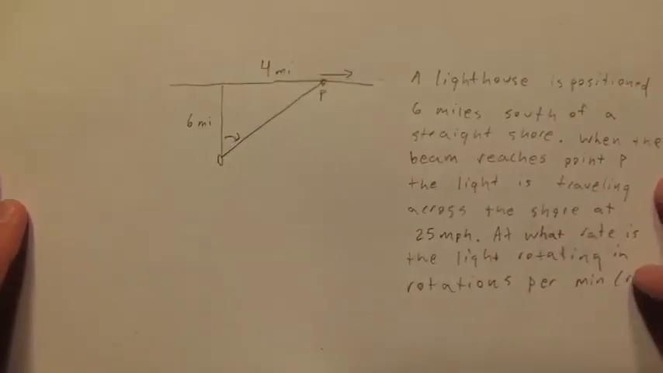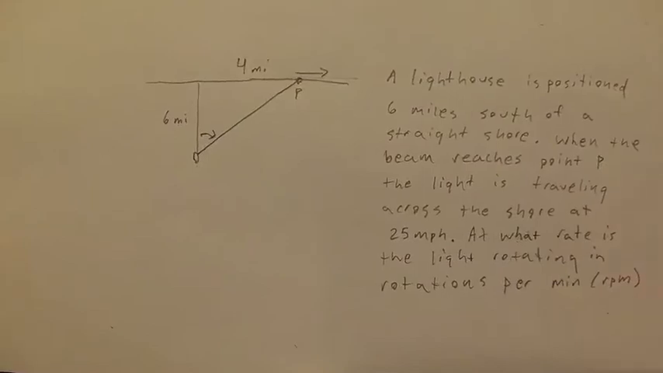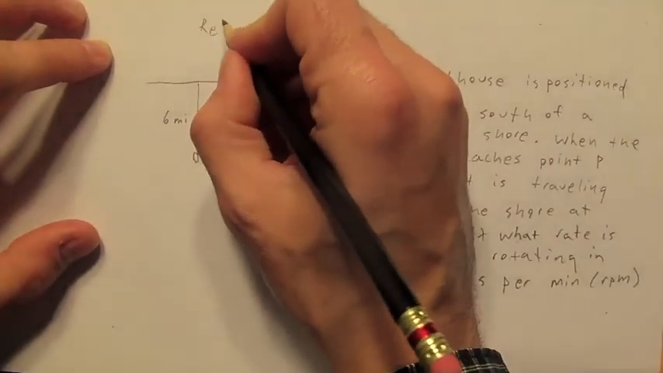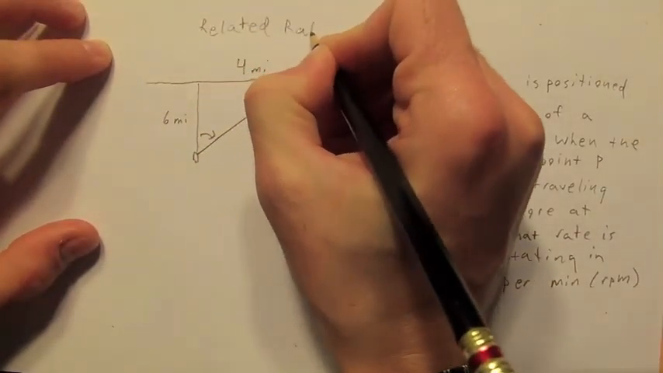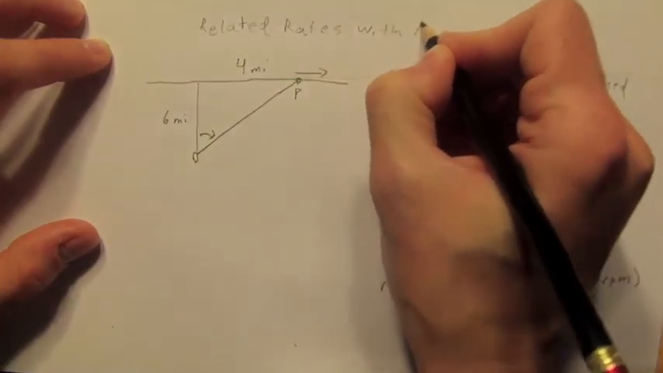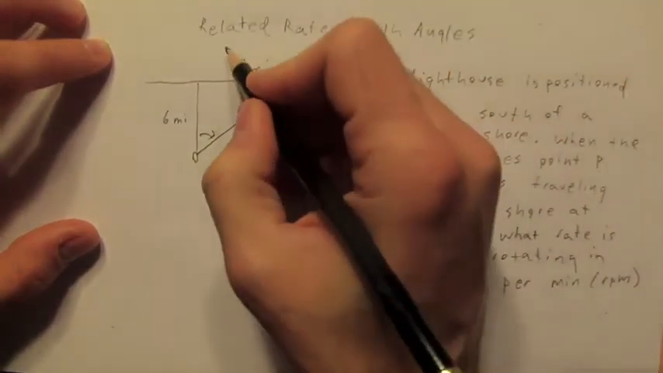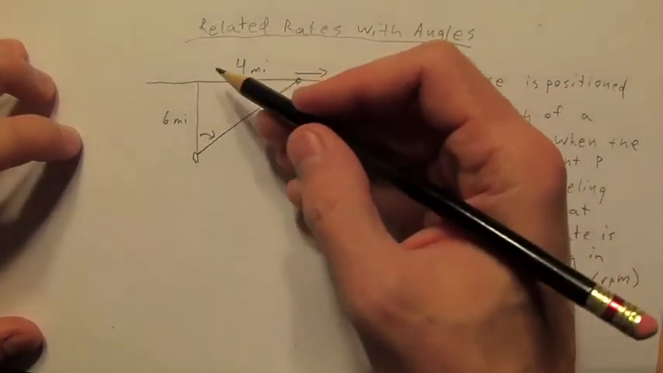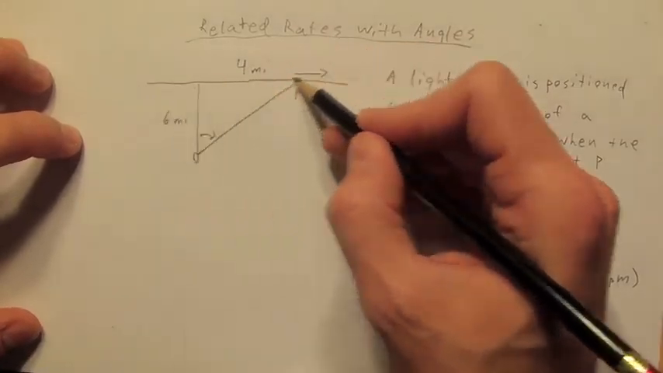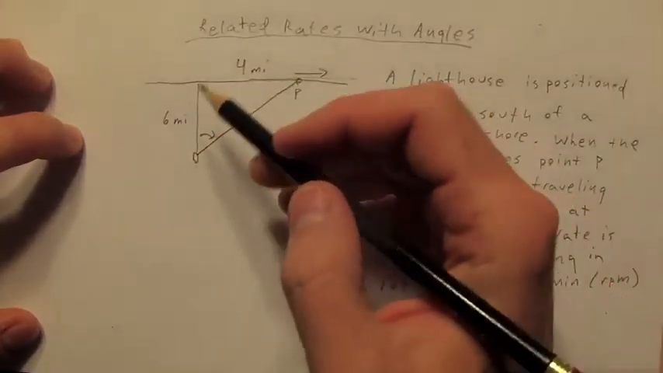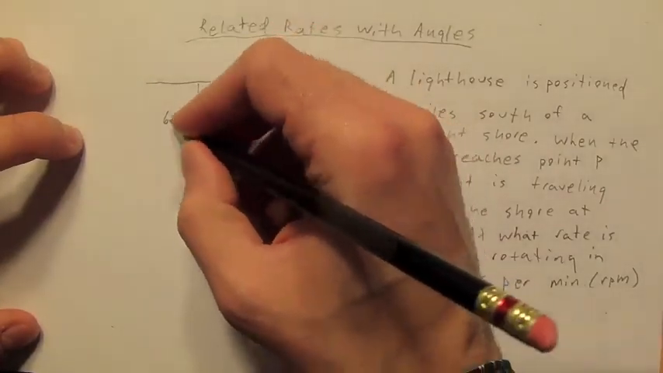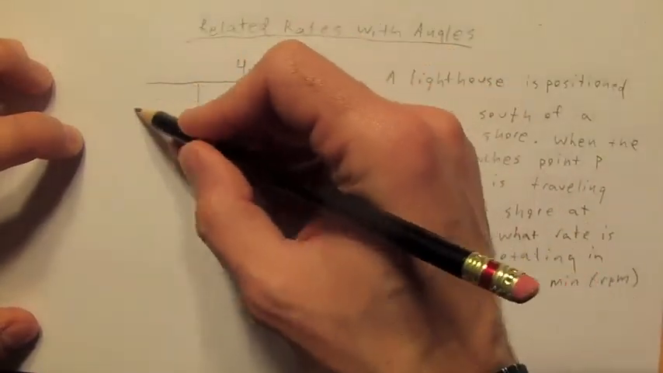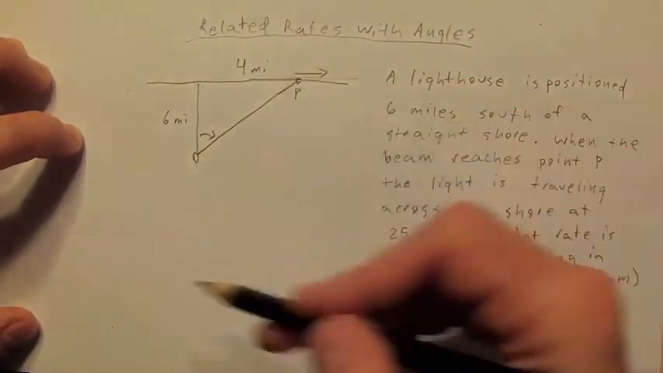Okay, the last example I want to look at, and it's one that causes some people a lot of problems, is when we have related rates with angles. What this usually entails is basically setting up a trig function. So let's say we have a lighthouse that's 6 miles south of a shore here. I have this written over to the side, but basically the light is spinning around, and so around here it's going to hit the shore and spin around.